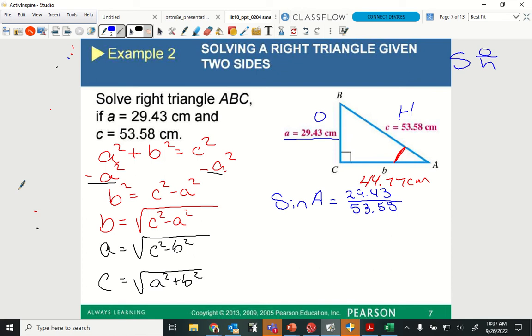So if I'm looking for the angle, I need to do the inverse. When I do inverse, I switch my variable A with what I have on the right-hand side. So I'm going to flip these two. So now A is equal to inverse sine of 29.43 over 53.58.